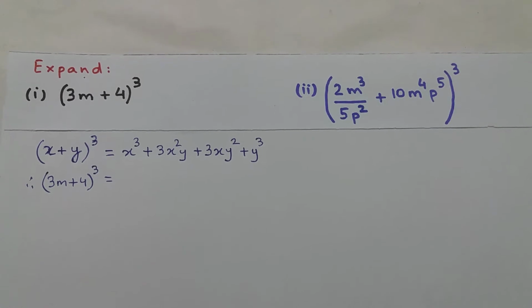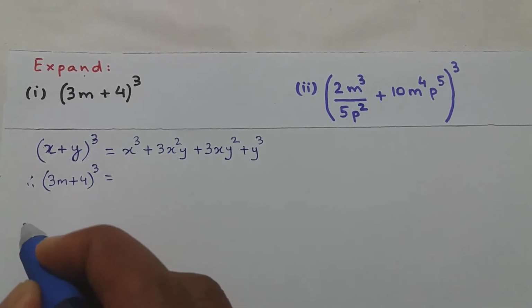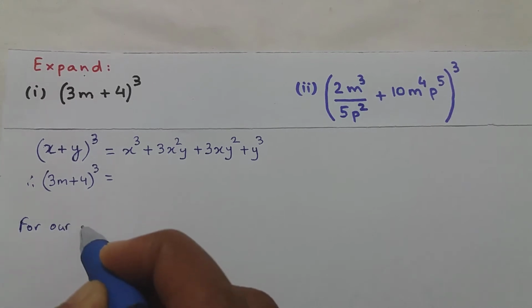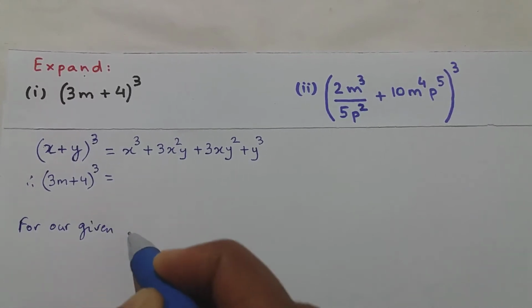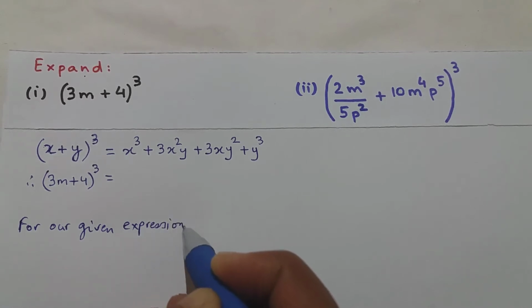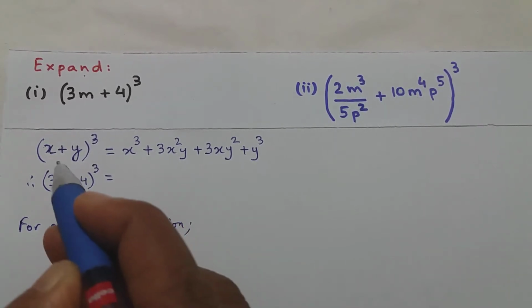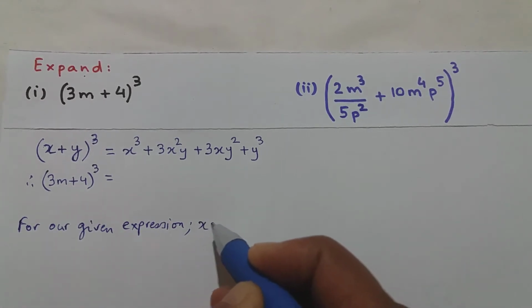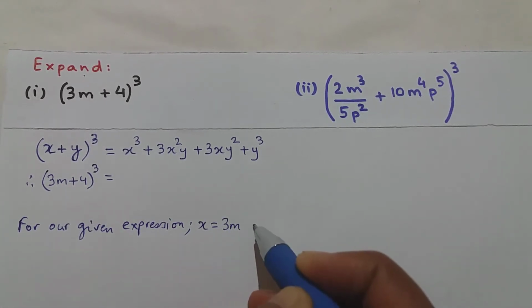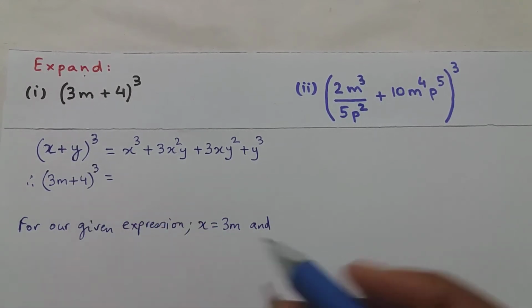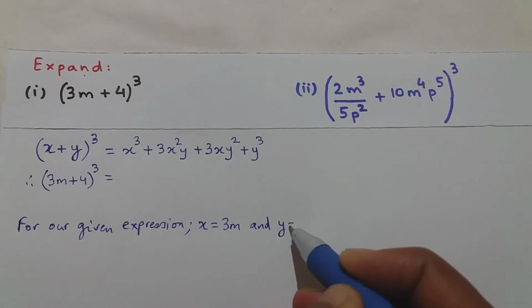So I will write it down. For our given expression, x is equal to 3m and y is equal to 4.